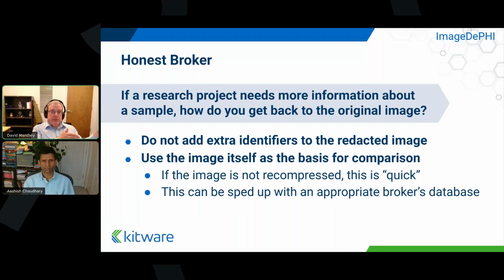We can look at the image itself as a basis of comparison. By default, we don't recompress the image. So we can actually make a hash of those bytes and say, hey, this image is the same as the image that we copied. The bytes are the same. The metadata may have changed, but the bytes of the image are the same. So that's a way we can do this. And we can do this fairly efficiently. We can do it fairly quickly. You have to have access to the original image.